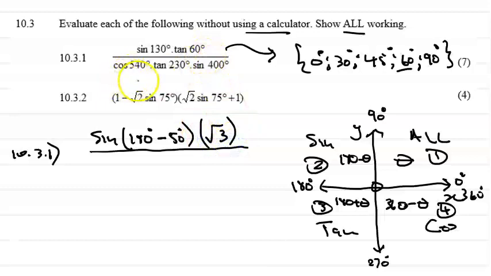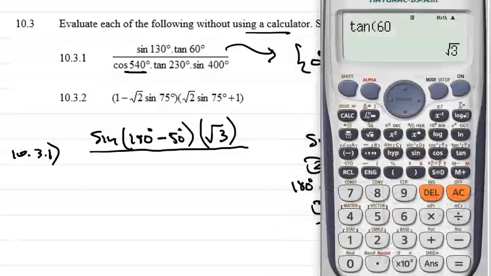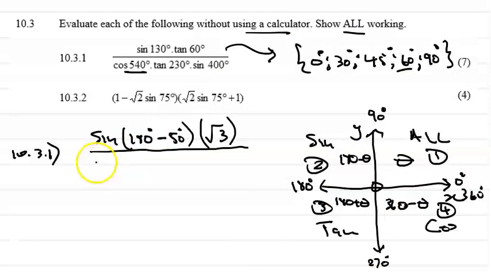Cos of 540. Now when you get any angle greater than 360, all you have to do is subtract multiples of 360. So 540 minus 360 equals 180. So therefore we'll have cos of 180 degrees.